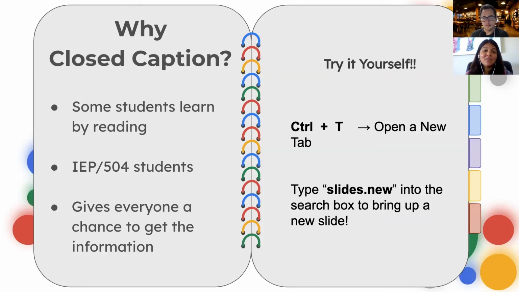And this also gives everyone a chance to get the same information. Let's say that they were looking out the window for a split second and they missed a few words that someone said. Well, it'll be there on the screen. That way everyone has an equal opportunity.